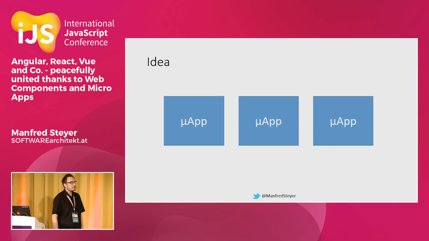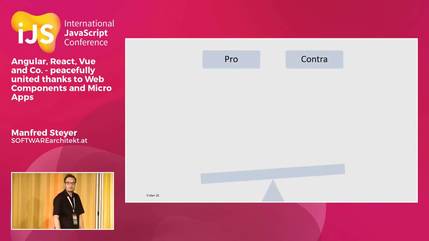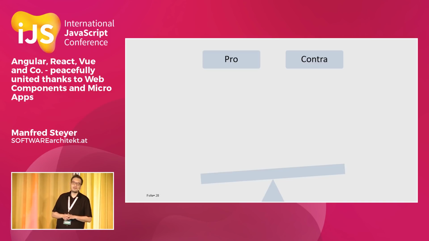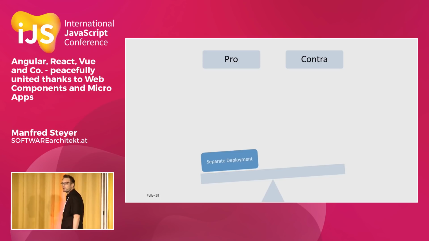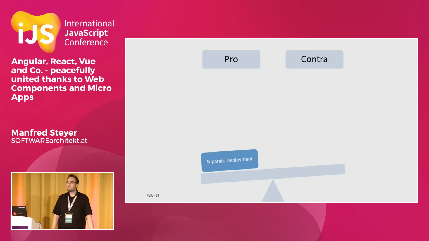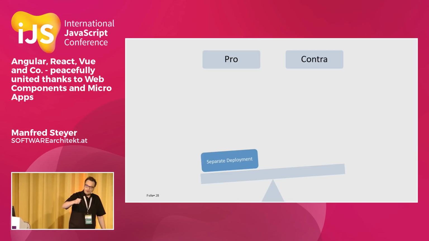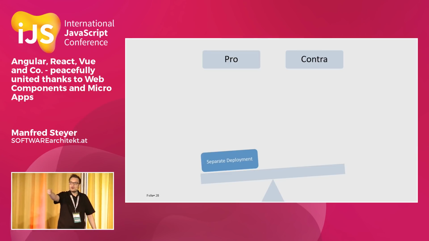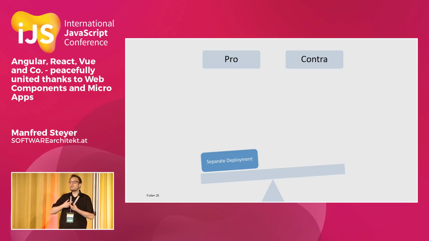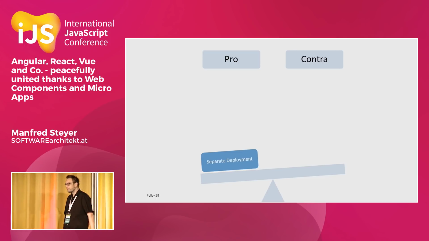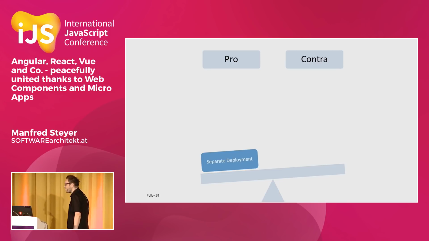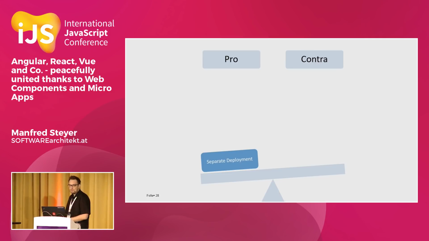This brings a lot of advantages, but also some disadvantages. Let's start with the advantages here. One advantage is you get a separate deployment. That means you don't have blocking tasks. When you are done, just put your bundles and place them on your server, and the user automatically gets the newest version of your part. You don't have to coordinate yourself with other teams. You don't need to find a plan to publish everything together.